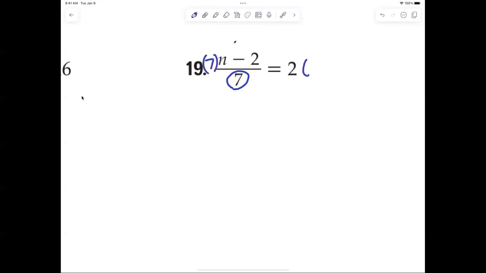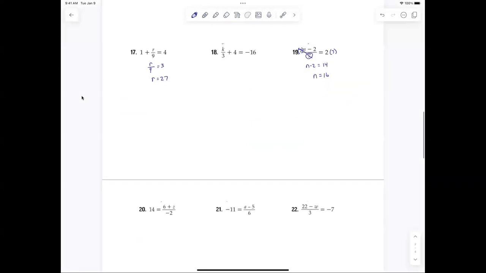Yes. So these cancel. What's left on the left side? N minus 3 equals 14. Come on, you got this. Final answer. Yes, sir. N equals 16. You got a problem with that? All right. Let me look at the next one.